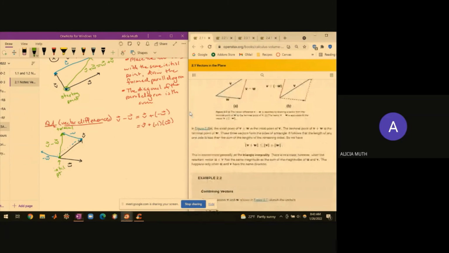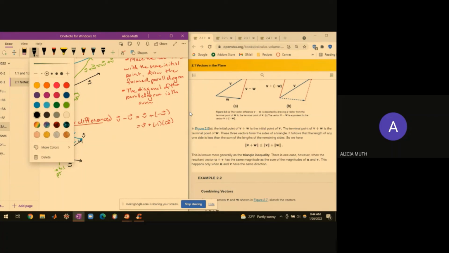All right. So the initial point of v plus w is the initial point of v, and the terminal point of v plus w is the terminal point of w. These three vectors form the sides of a triangle. So it follows here that the length of any one side is less than the sum of the lengths of the remaining sides. So now we have our triangle inequality, right? So basically what this is saying is that when we're doing our vector addition, sure, we're changing the direction, but we're also changing the magnitude. And what that magnitude equals, well, it looks bigger than v and bigger than w, but it's not quite v plus w, right?